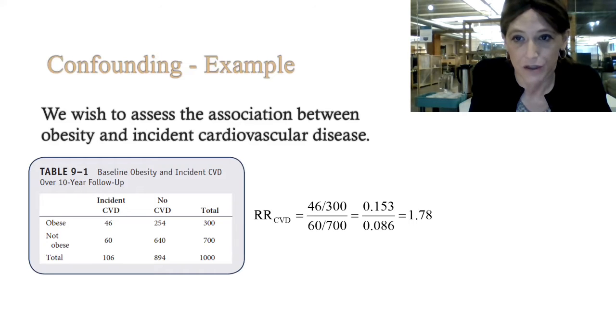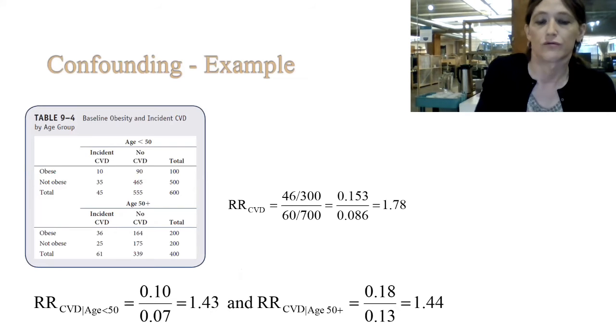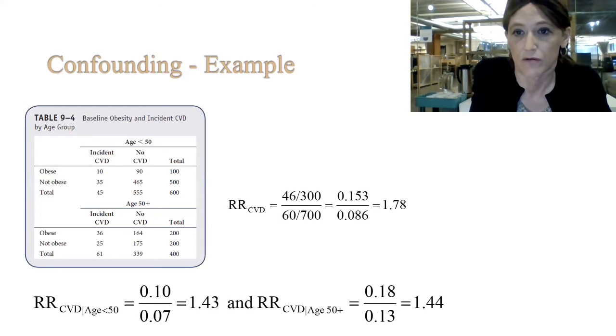Now notice that this is a crude association. We've simply looked at obesity status versus the outcome, incidence of cardiovascular disease. So one way we can detect potential confounding is to look at what the relative risks are when we stratify on a potentially confounding variable. So we're going to stratify here by age less than 50 and age greater than 50. Even if we were to ultimately include age as a continuous variable in our analysis, this is a good way to visualize the potential confounding effects of another variable.